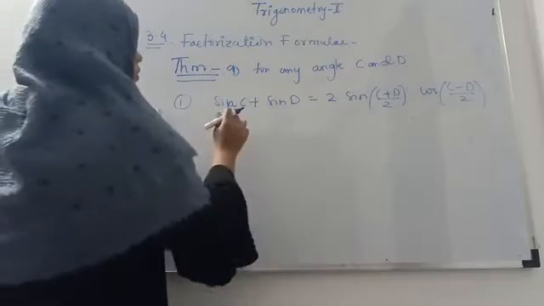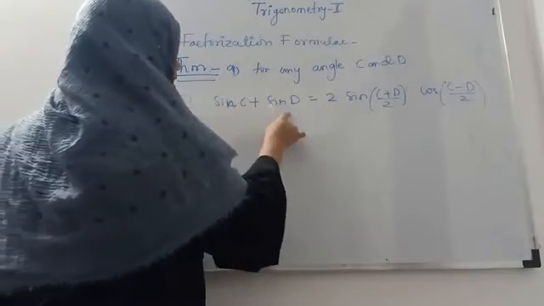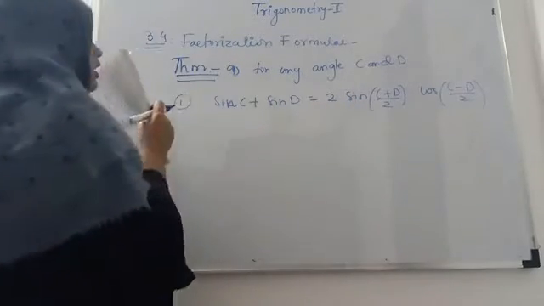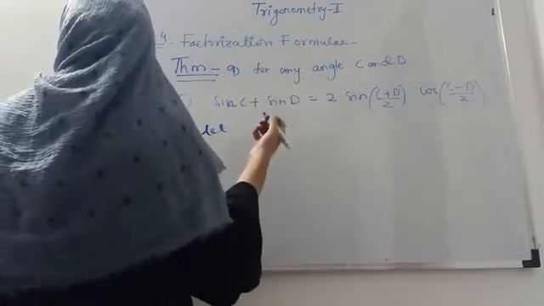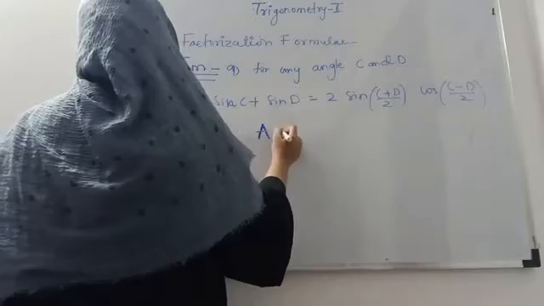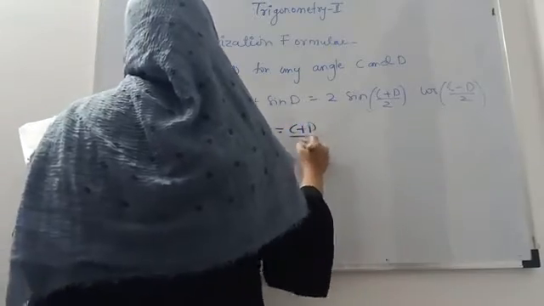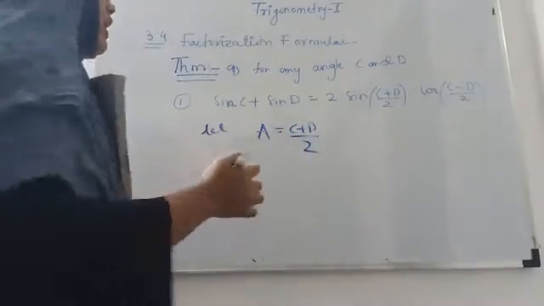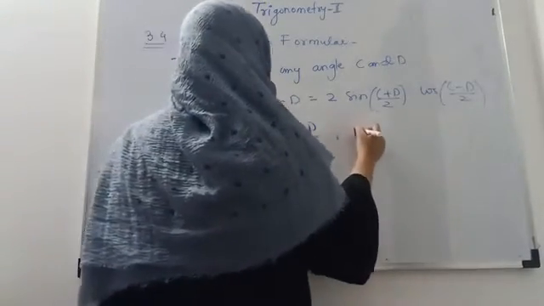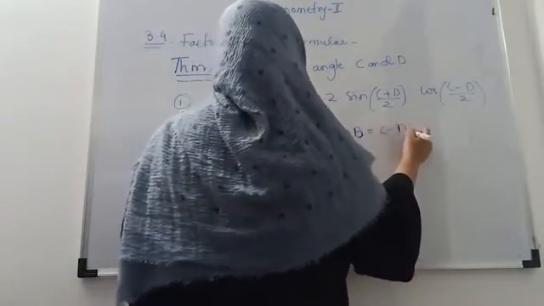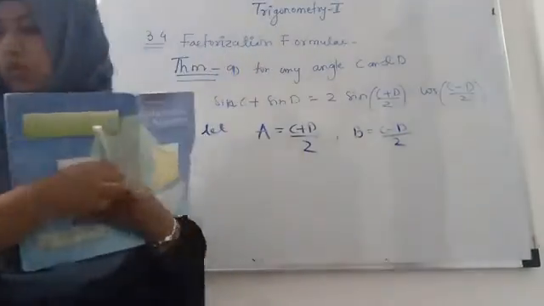Now here we have to find out sin C plus sin D is equal to this much. So first of all we will put angle A as C plus D upon 2. We are taking one angle A which is equal to C plus D upon 2, and angle B is equal to C minus D upon 2.